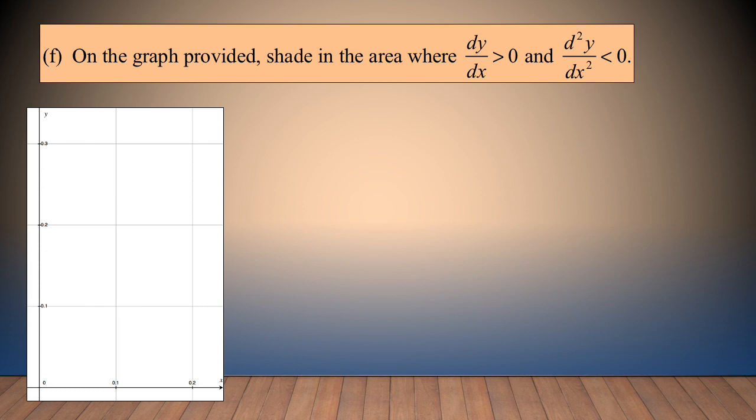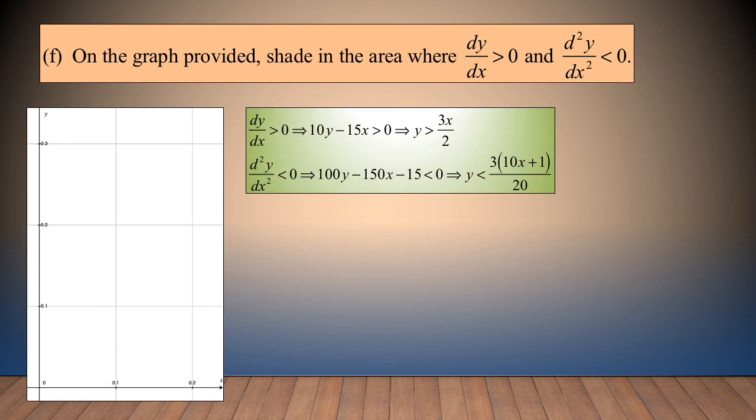Question F reads, on the graph provided, shade in the area where dy/dx is greater than 0 and the second derivative of y with respect to x is less than 0. dy/dx greater than 0 means that 10y minus 15x is greater than 0 and y is greater than 3x over 2. The second derivative of y with respect to x is less than 0 means that 100y minus 150x minus 15 is less than 0, meaning that y is less than 3 quantity (10x plus 1) all over 20.